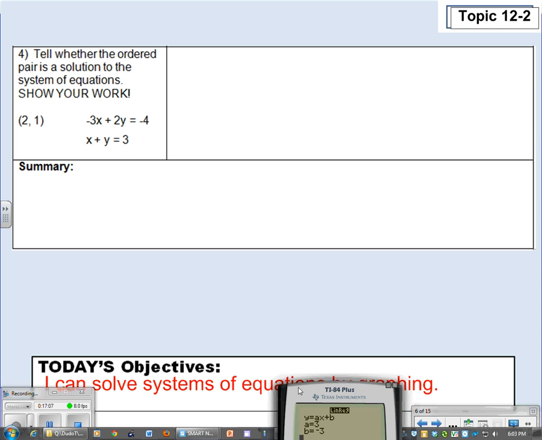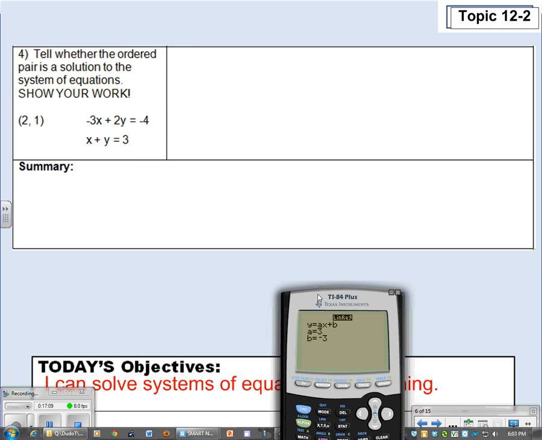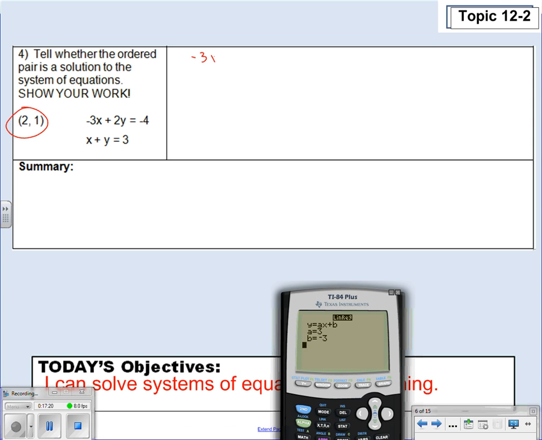Our last is a review again from previous, is to tell whether the ordered pair is a solution to your system. So again, we are given a point and we want to find out, is it a solution on both of these? So we are going to substitute it into the equation to see if we get a true statement. So instead of x, we're going to put a 2, and instead of y, we're going to put a 1 because we get that from our point. The 2 is equal to x and 1 is equal to y.